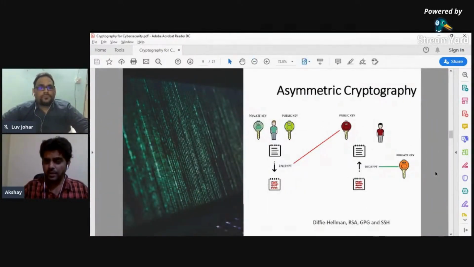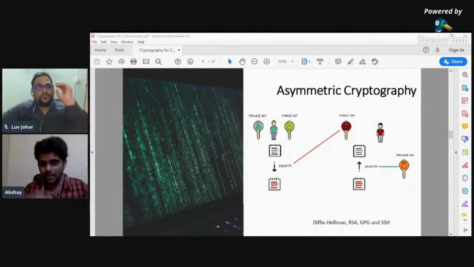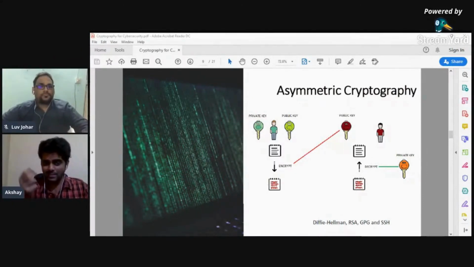Examples would be Diffie-Hellman, and a quite famous and popular algorithm, even recommended in industry, is RSA. For that matter, GPG is used for signing emails. SSH, we all know, stands for secure shell, is used to access servers or administer servers remotely through an encrypted channel.